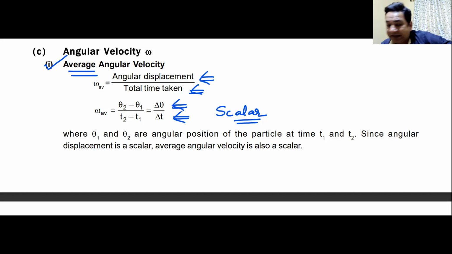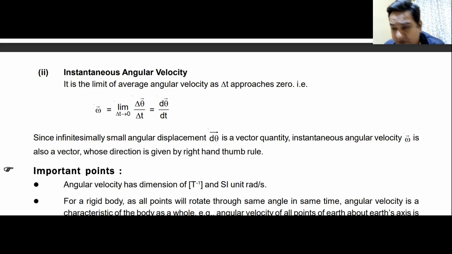Average angular velocity is a scalar quantity, theta 2 minus theta 1, which is angular displacement or change in angular position divided by total time. Then we have something known as the instantaneous angular velocity, which is same as your instantaneous velocity.